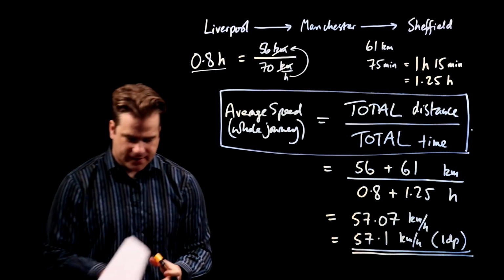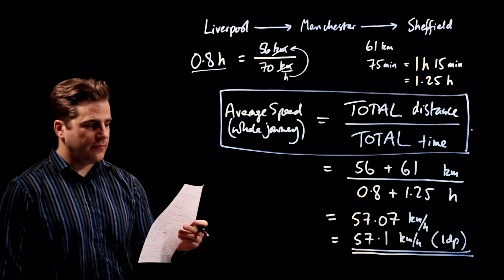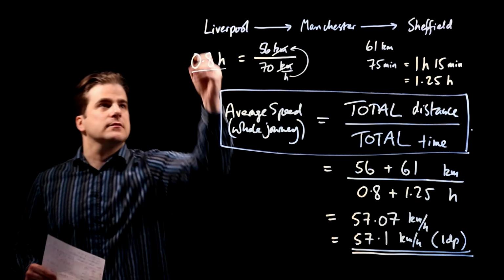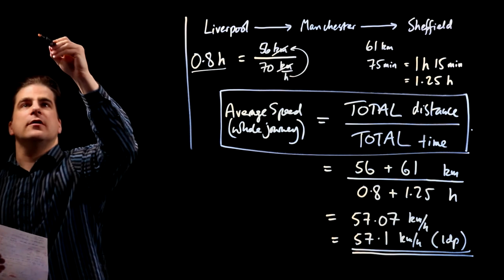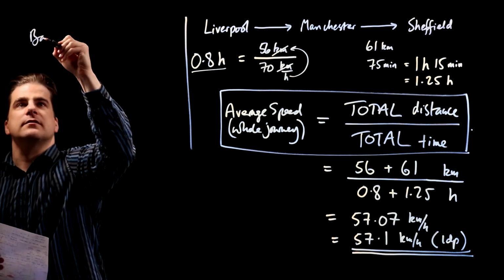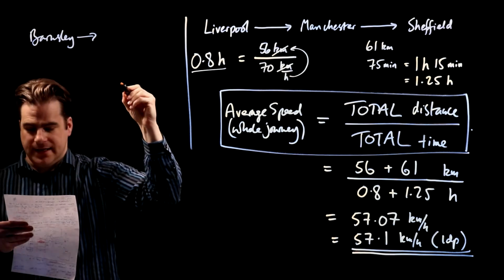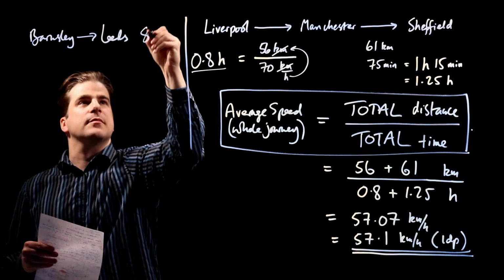Right, next bit. Janie drives from Barnsley to York. Now, she goes from Barnsley to Leeds at 80 kilometres per hour.